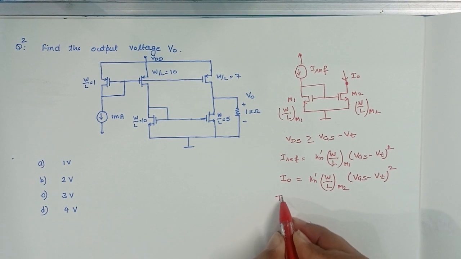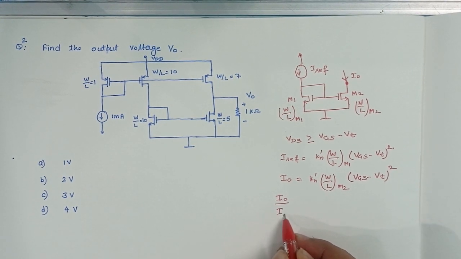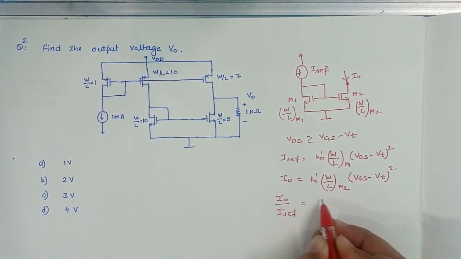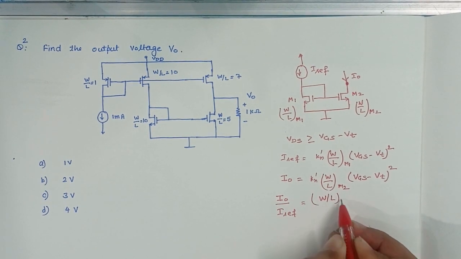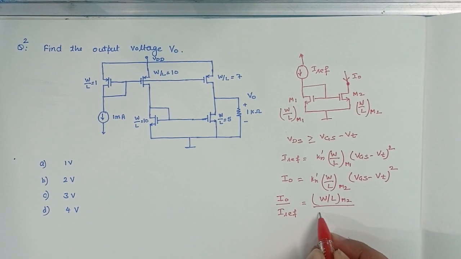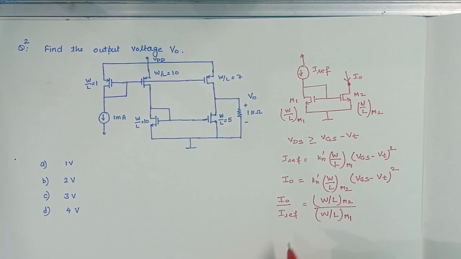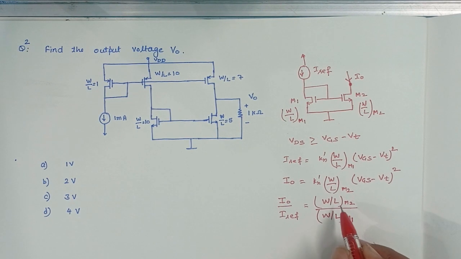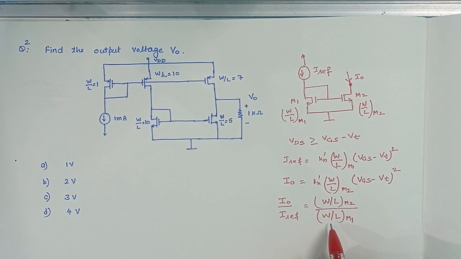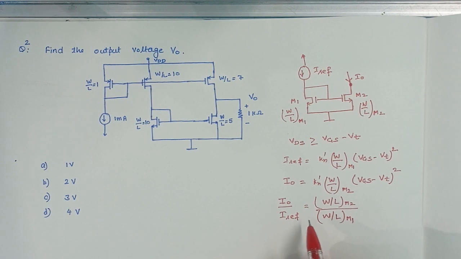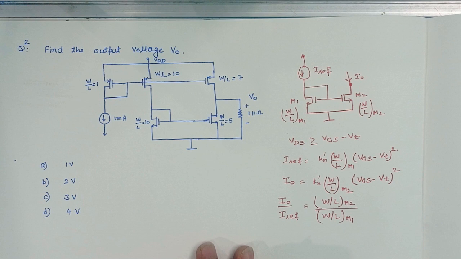Now if we take the ratio I naught by I reference, which is equal to W by L of M2 divided by W by L of M1. So the ratio of W by L of M2 and W by L of M1 is the ratio of the output current by the reference current. The same thing we are going to use in this circuit.